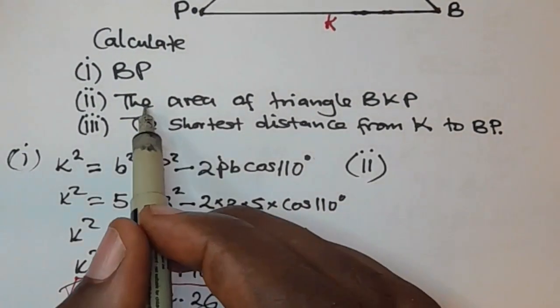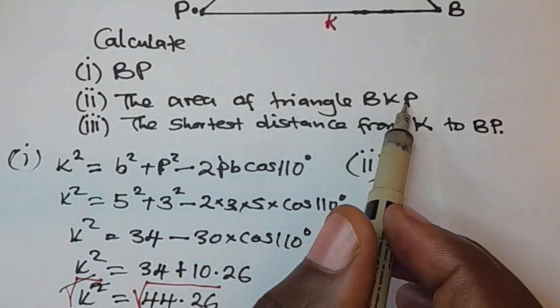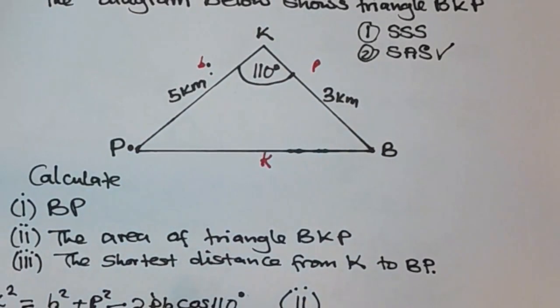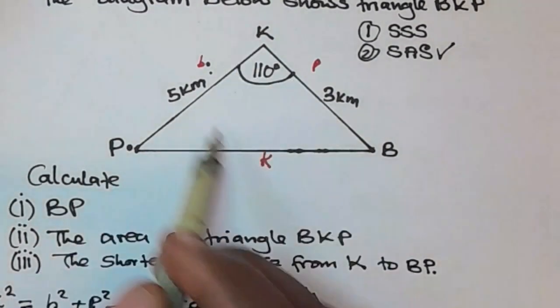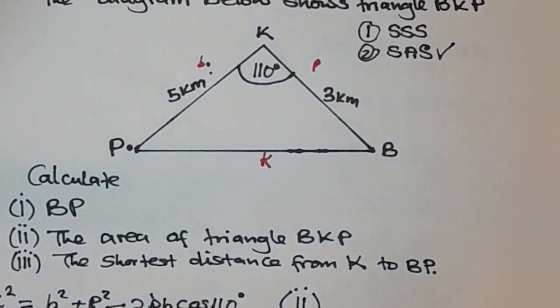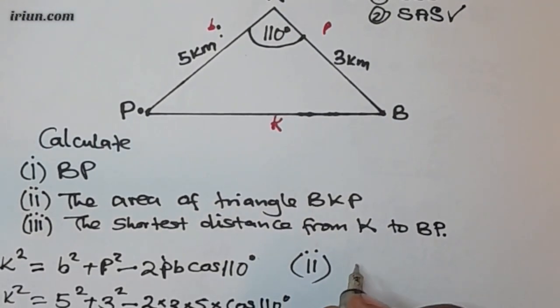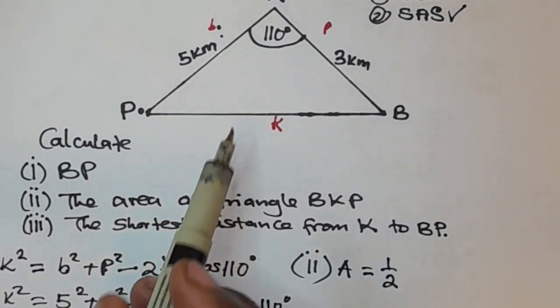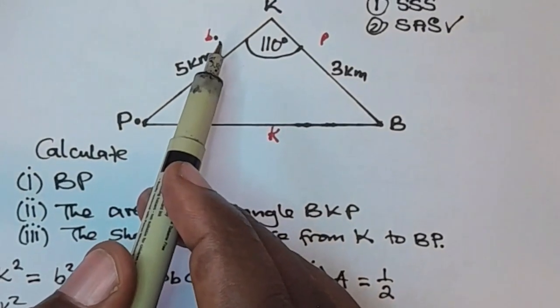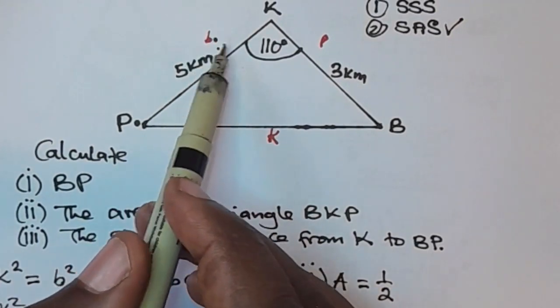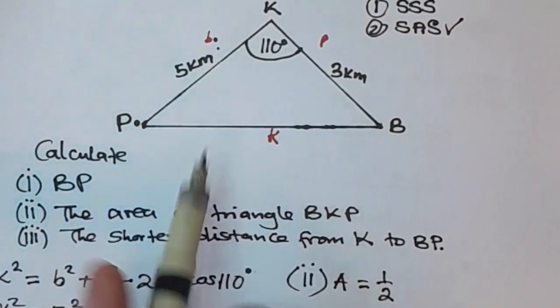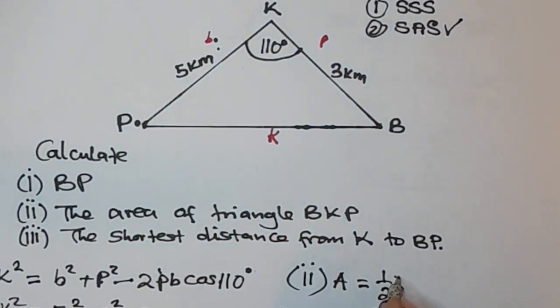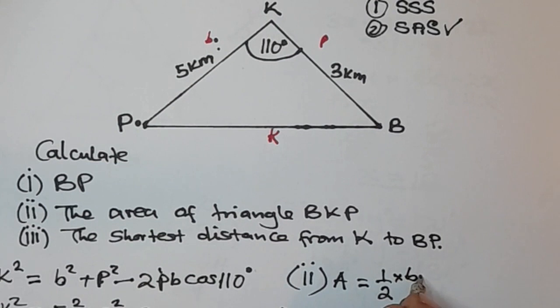The second one, they are saying, calculate the area of a triangle BKP. This is a non-right-angled triangle. So for us to find the area of this triangle, it means we are going to use the formula for finding the area of a non-right-angled triangle. And the formula is area is equal to half. Then we are going to use the given sides. Please take note of this. You are supposed to use the given sides. So we are going to say half times B times P.